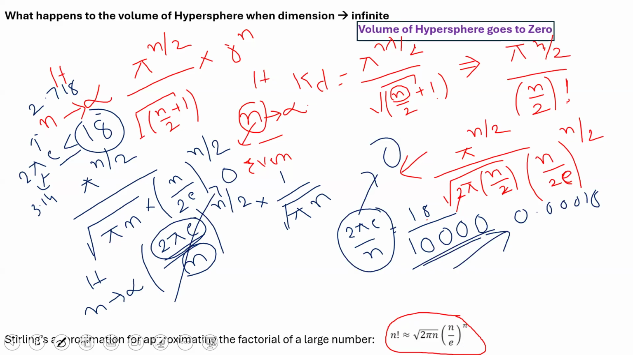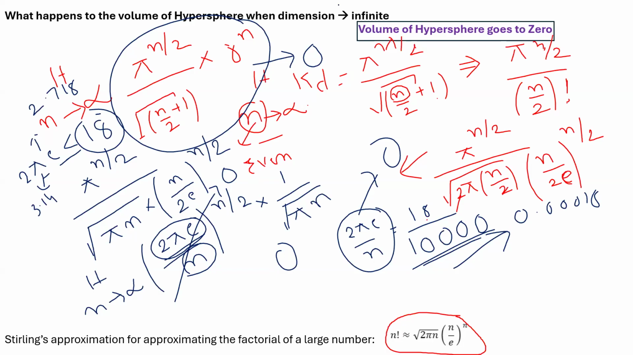Yes. So when you multiply anything with 0 it becomes 0, right? So the whole volume, when n tends to infinity, goes to 0, right? That is an important observation. Volume of hypersphere goes to 0 when n tends to infinity. That means in higher dimensions, volume of hypersphere is going to 0.